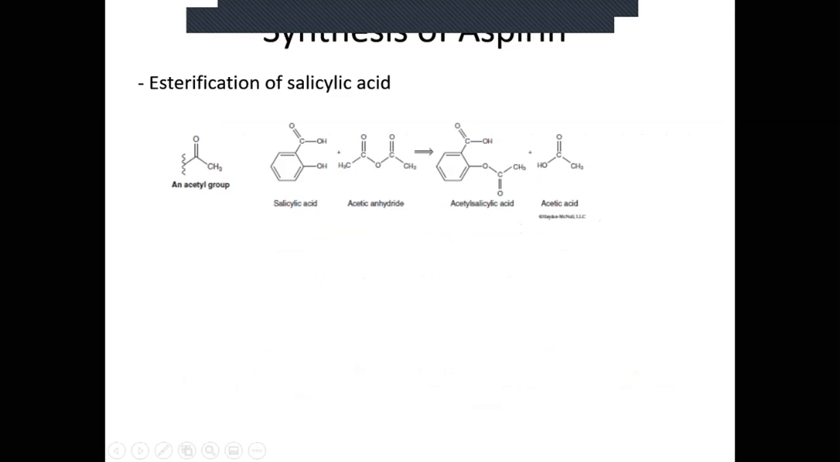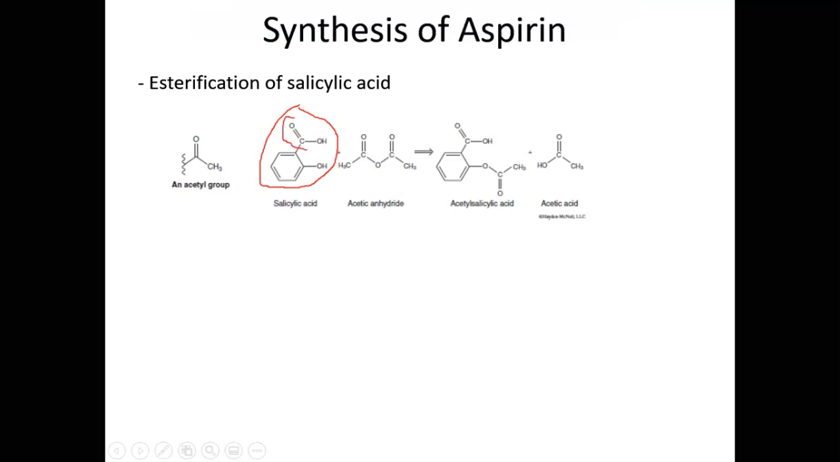So for the esterification of salicylic acid, we're going to start with salicylic acid, which has a carboxylic group here. And we're going to react it with another compound called acetic anhydride. Acetic anhydride has something called an acetyl group on it. The acetic anhydride is going to react with salicylic acid to form acetylsalicylic acid and a byproduct, acetic acid.